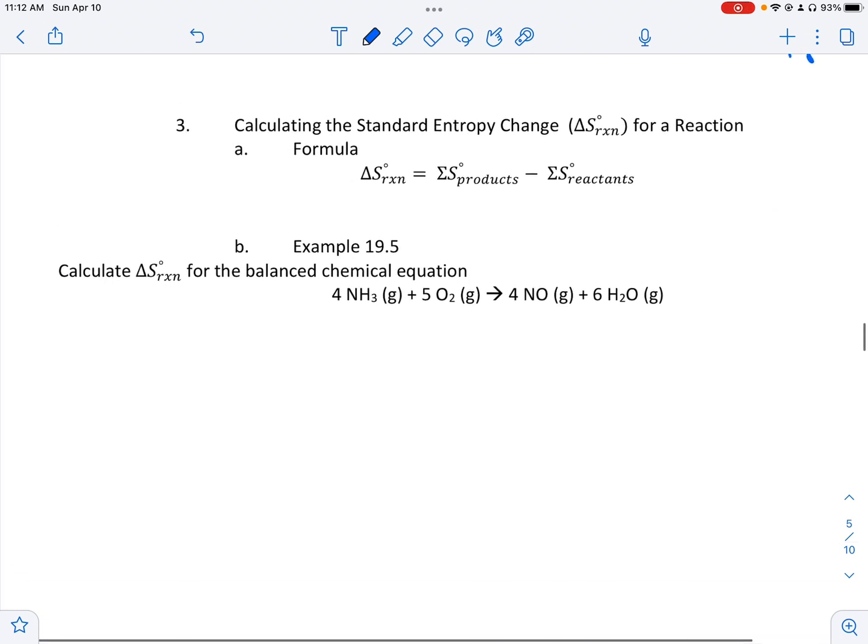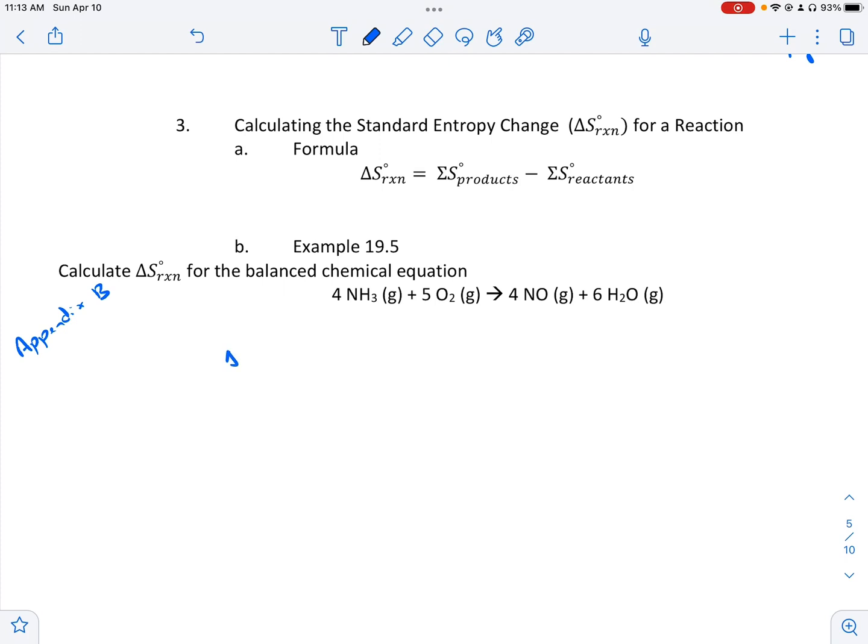All right, so calculating standard entropy change, delta S naught for the reaction. Remember, we're taking products minus reactants. So we're going to go to the back of the book, the appendix, the thermodynamics one. We can find this in appendix B, and we have delta H, delta G, and delta S. Right now we're looking at the delta S values.